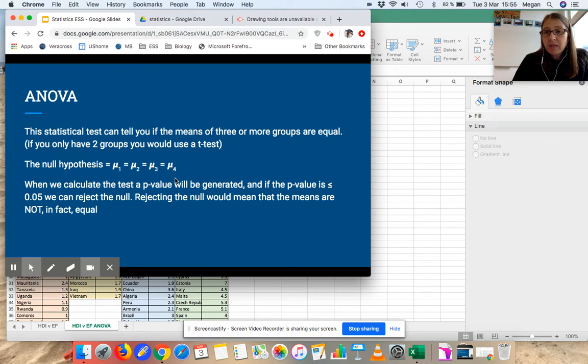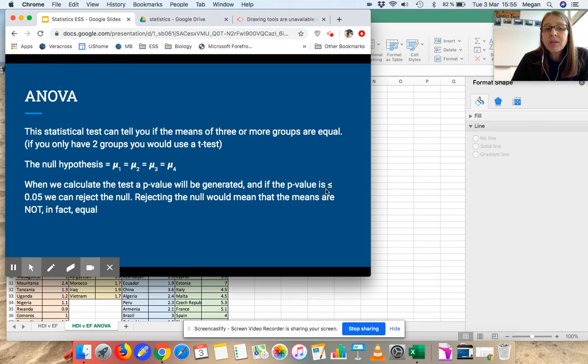So the null hypothesis for an ANOVA is that the mean of group 1 is equal to the mean of group 2 is equal to mean of group 3 is equal to mean of group 4. So what we're essentially saying is that the mean ecological footprint of the low index is equal to the mean ecological footprint of the medium is equal to the mean ecological footprint of the high is equal to the mean ecological footprint of the very high. And when we plug the numbers into an ANOVA, it spits out a p-value. And the p-value is going to tell us whether we accept or reject this hypothesis.